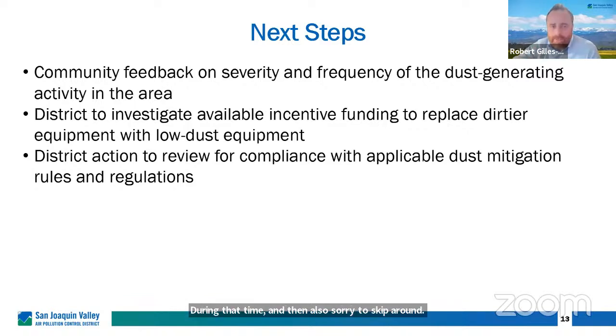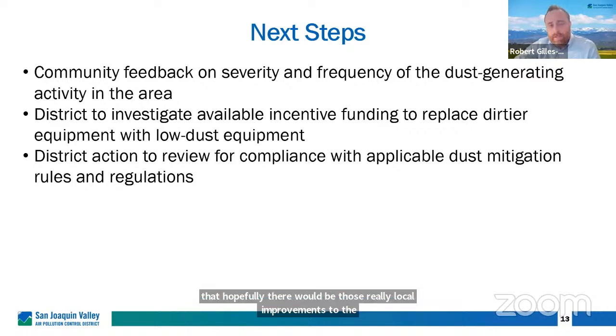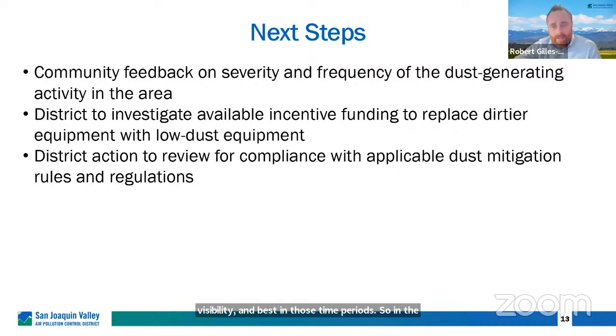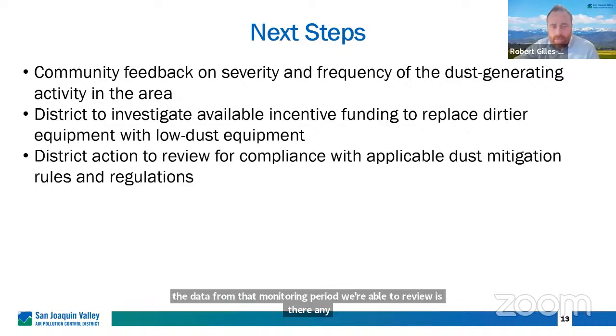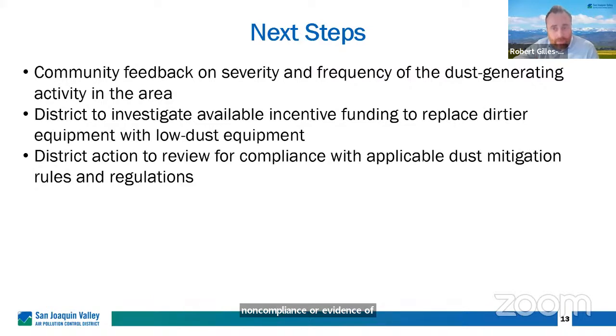The second bullet is that we do expect that, as so much low dust equipment has been implemented through grants and incentive grants, as these harvest seasons occur, there would hopefully be really local improvements to the visibility of dust in those time periods. So on the action when high concentrations are recorded, these are some of the thoughts, mostly on the enforcement side: we have the data from that monitoring period, and we're able to review whether there is any non-compliance or evidence of non-compliance in the area. There were no findings of non-compliance.